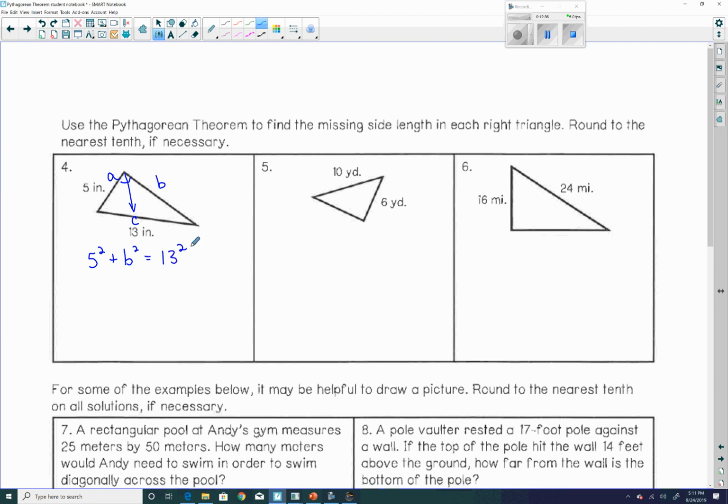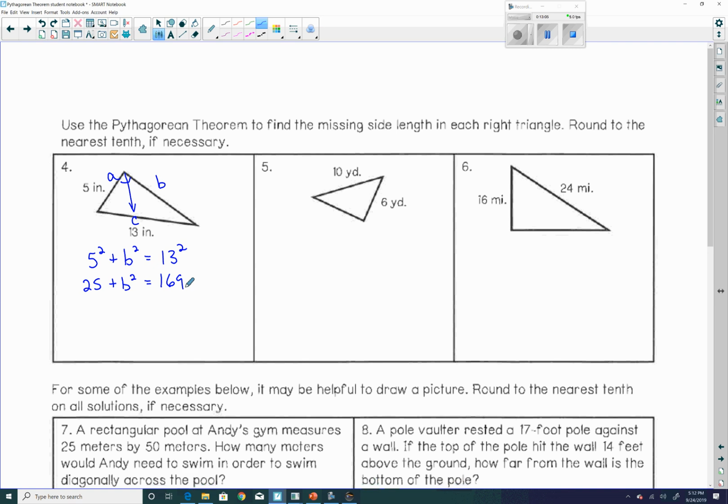And this is just problem solving. I know you did this a lot in 7th grade where you had equations to solve. You probably didn't have the squares and the square roots, but it's not that much of a stretch, I don't think. Okay, so 5 squared is 25. We don't know what b squared is yet. We're going to have to figure that out. And then 13 squared is 169.